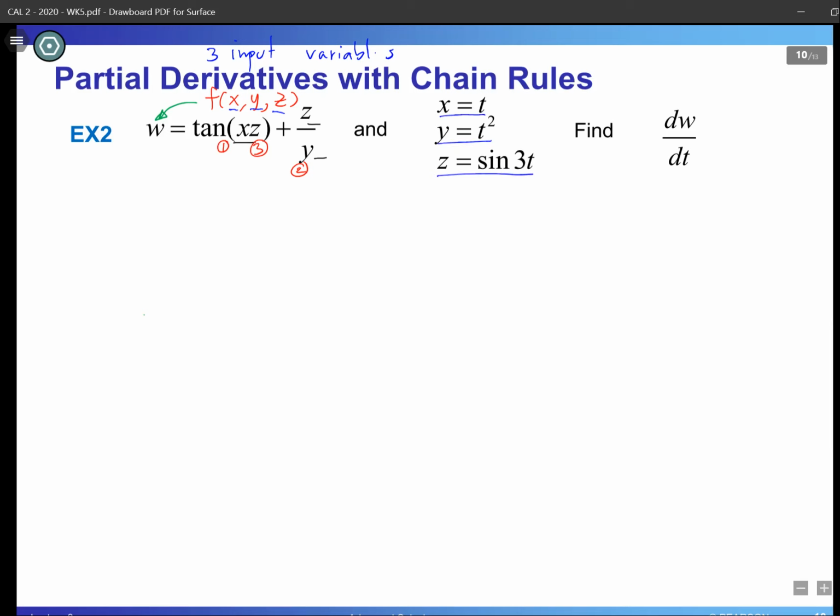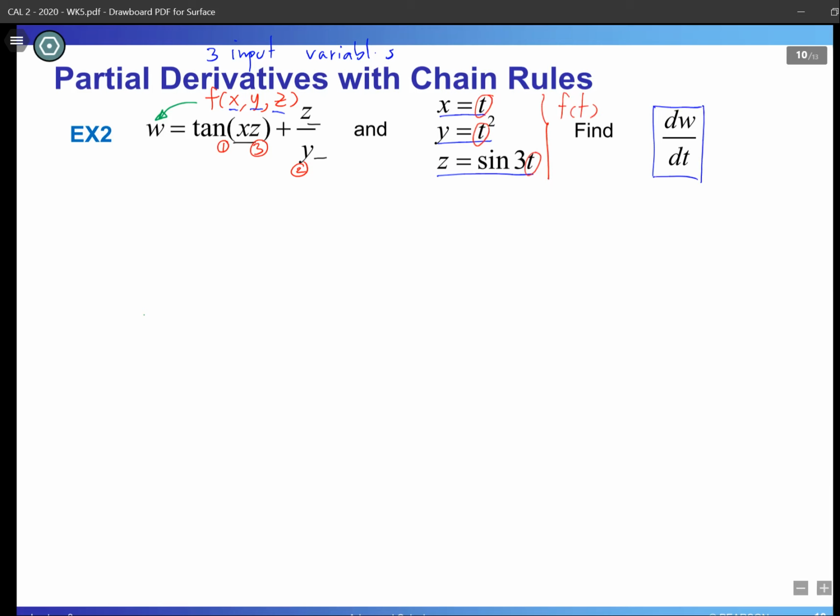And as you can see here, we can tell that all of them, x, y, z, depend on t. X depends on t, y depends on t, and z depends on t, which means that all of them, x, y, z, are a function of t. Alright, in the end, we need to find this derivative of w with respect to t.